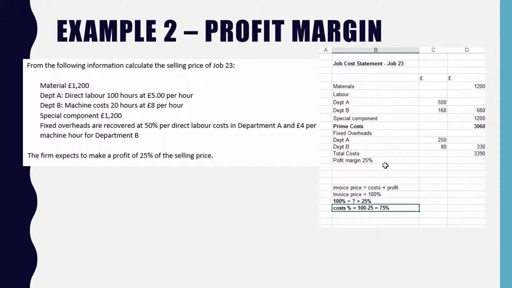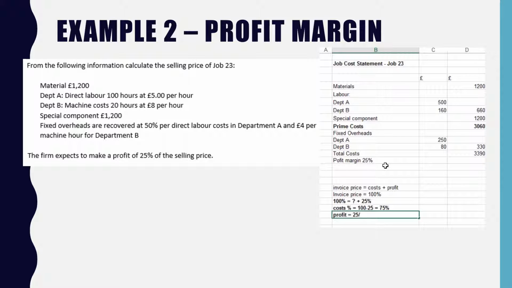I'm going to use that information to work out our profit value, which is 25%. Now, if we were doing a profit markup, we would do 25% of the 3,390. But because we're doing a profit margin, we're not going to work out 25% of the whole amount of the total cost, because that's not correct. So the profit is going to equal the 25 that we've got for our profit margin, but we're not doing it on the whole 100%, we're only doing it on the cost.